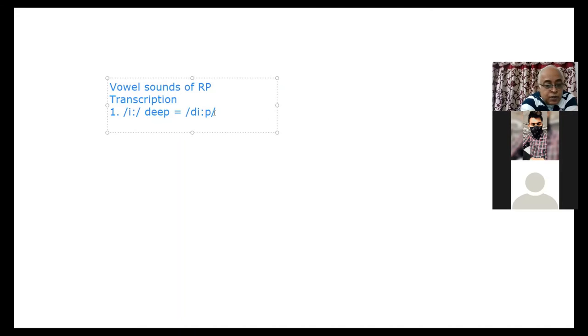Similarly, the second vowel sound, I, short E. First one was E, little long, this is short E. Dip. Let us transcribe. How many letters? Three letters. And how many sounds? Three sounds. D, E, and P. Dip. Can you see there's a difference? Deep. There is a difference in the length of the vowel.